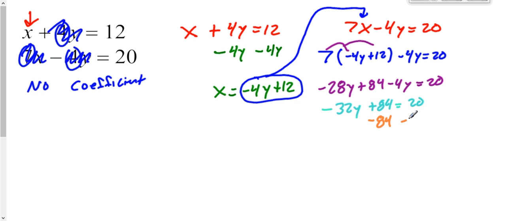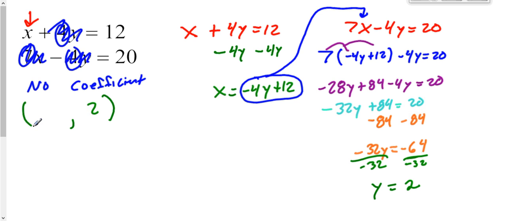Subtract 84 from both sides. You get negative 32y equals negative 64. Divided by negative 32, and y is simply 2. That is a decent amount of work, but we're not quite done. We have to take that and substitute it back into our other column here. So we replace the y with a 2. Negative 4 times 2 is negative 8. Negative 8 plus 12 gives us 4.